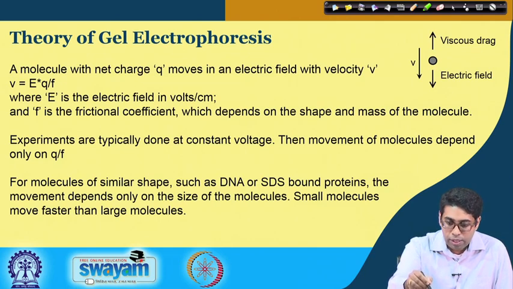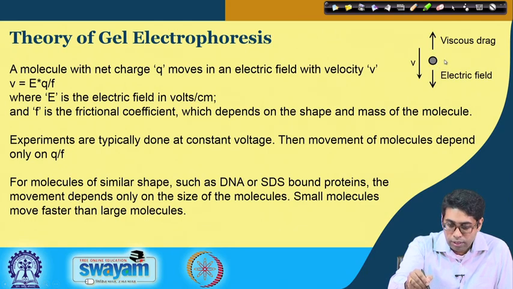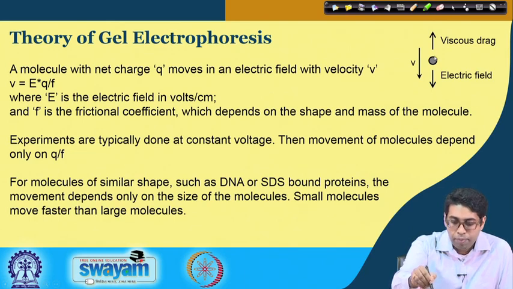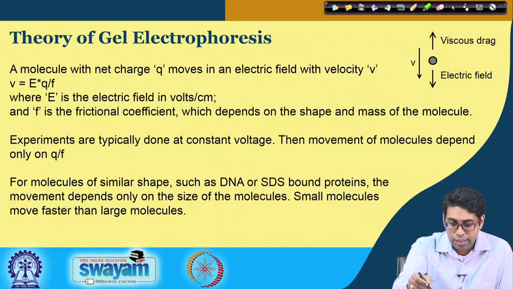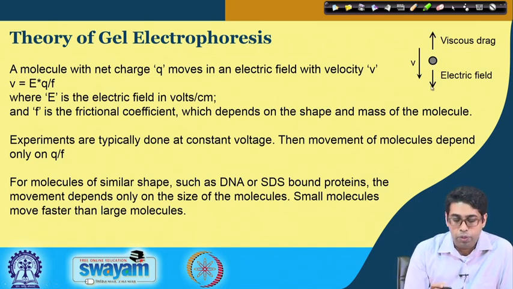So, in essence what we have is a charged particle and then an electric field is applied across the gel. So, this charged particle experiences an electric field. This electric field will push the molecule towards a positive or a negative terminal. If it is a negative charge, then it will start moving towards the positive terminal. Now, these gels have certain pores.